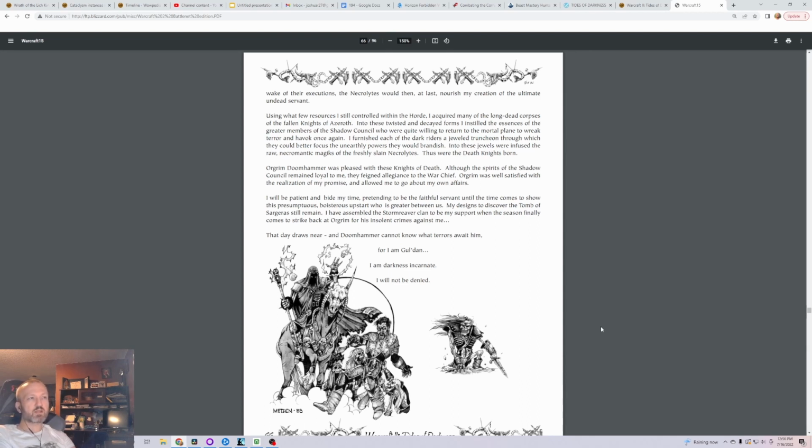Orgrim was well satisfied with the realization of my promise and allowed me to go about my own affairs. I will be patient and bide my time, pretending to be the faithful servant until the time comes to show this presumptuous, boisterous upstart who is greater between us. My designs to discover the tomb of Sargeras still remain.